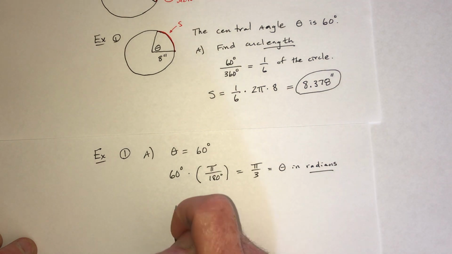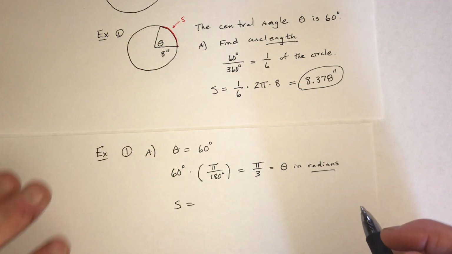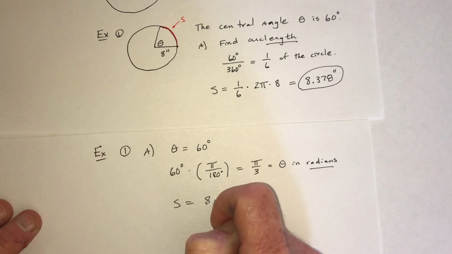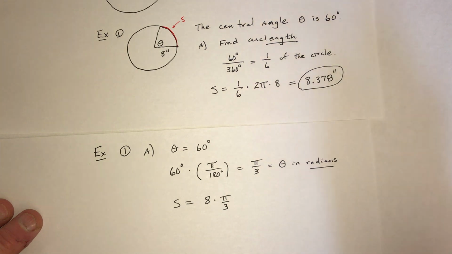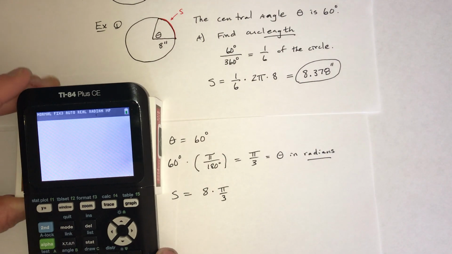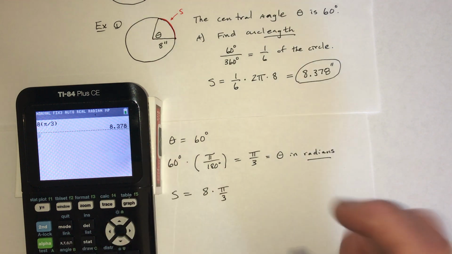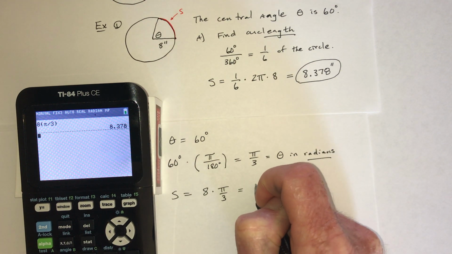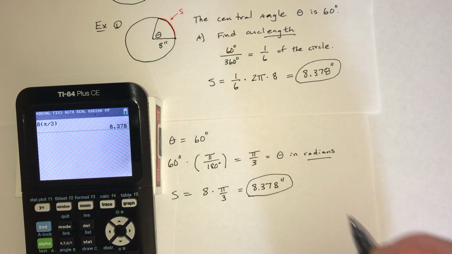Now, S is equal to, so the radius is 8. The angle is pi over 3. And how much is that? 8 times pi over 3. Ta-da! It's the same thing. The exact same answer.